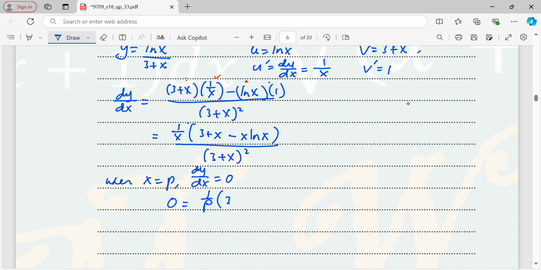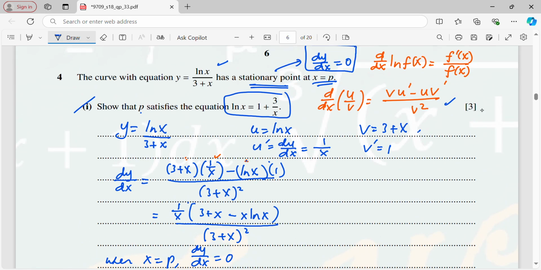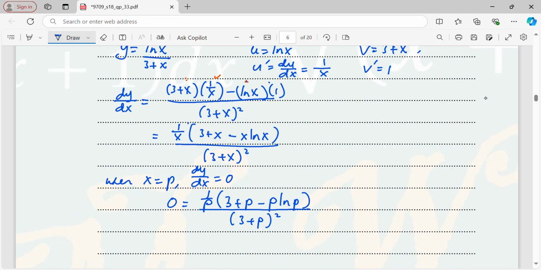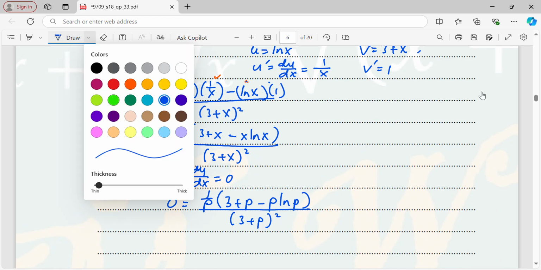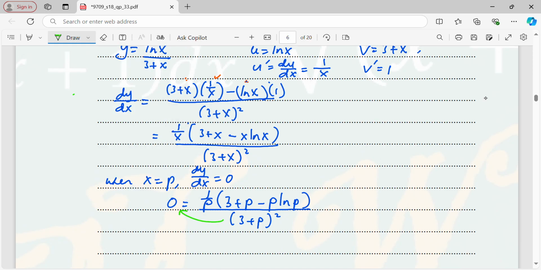Then 3 plus p minus p ln p, because the x is replaced by p now, over 3 plus p squared. Now go back to the question. You need to prove this: ln x equals 1 plus 3 over x. So firstly, I have to times this to the 0. Then you will be getting 0 equals 1 over p times 3 plus p minus p ln p.